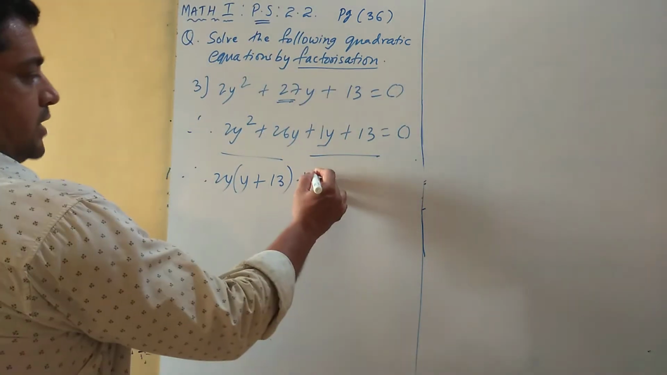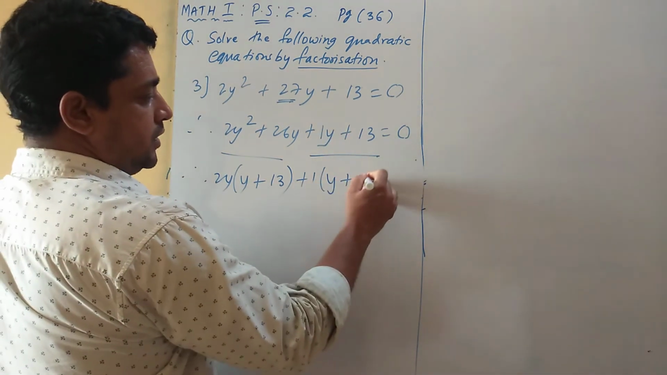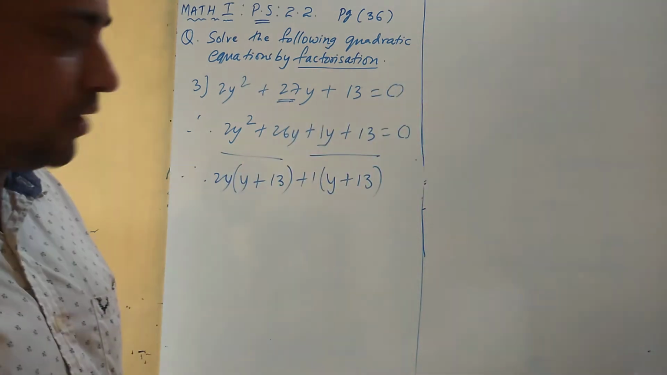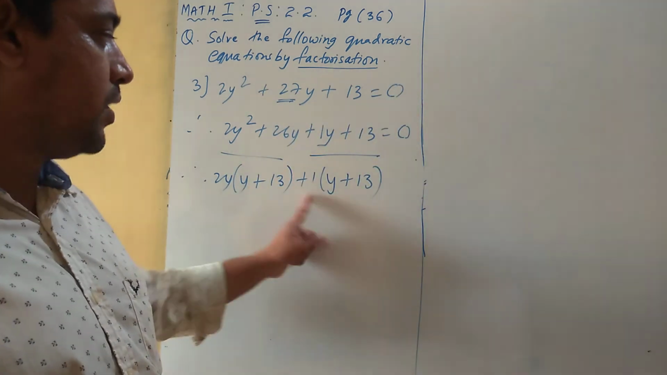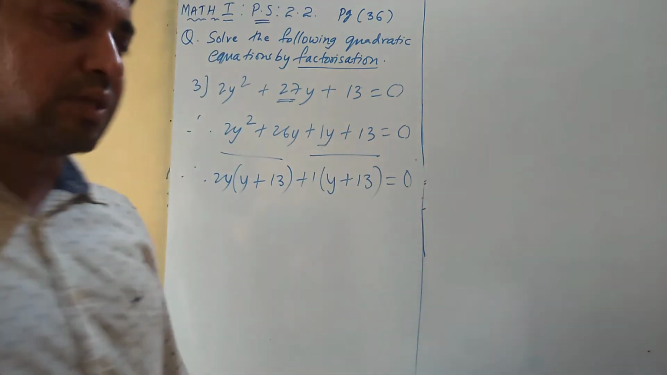So I'll write 1 as it is. And what will remain is y plus 13. Whatever 1, nothing will change. Anything multiplied by 1 is the same. So 1 into y is 1y, 1 into 13 is 13. So it becomes very easy. So this is the easiest.